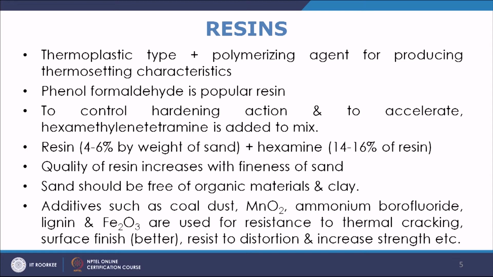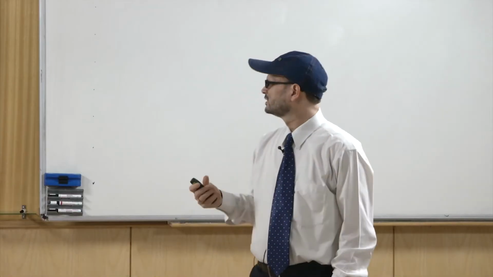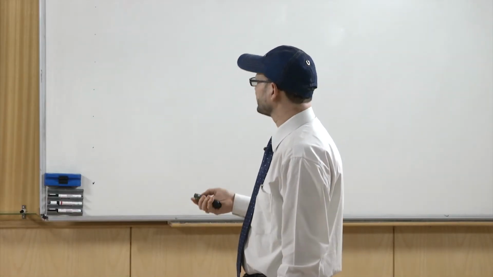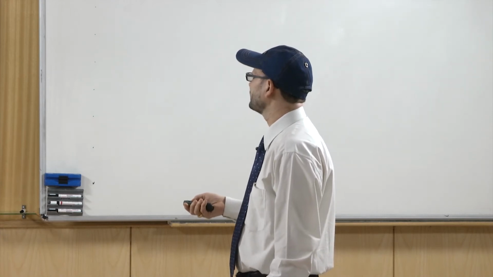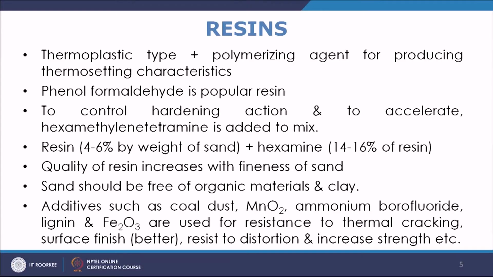You also use a large number of additives like coal dust, manganese oxide, ammonium borofluoride, lignin and iron oxide. They provide specific objectives like resistance to thermal cracking, surface finish, resistance to distortion and strength increase. So, you have to add these additives so that you get these specific properties.